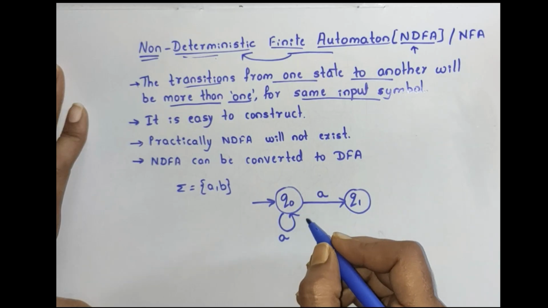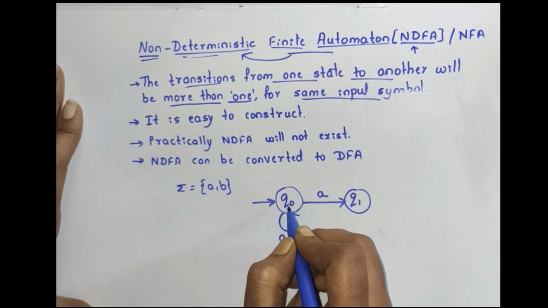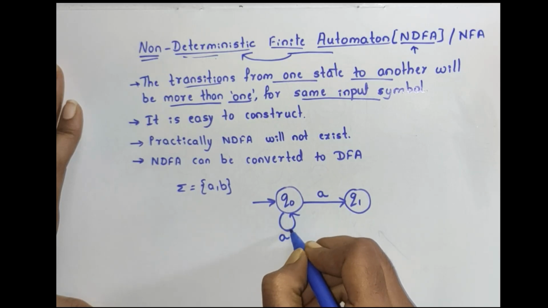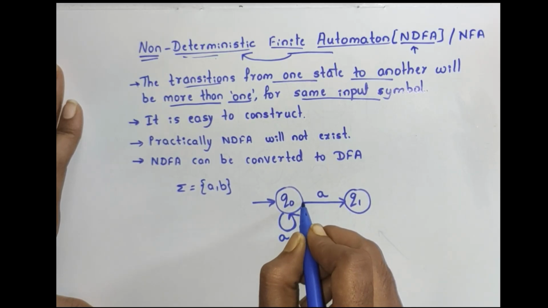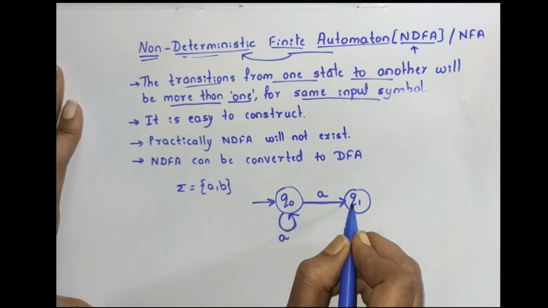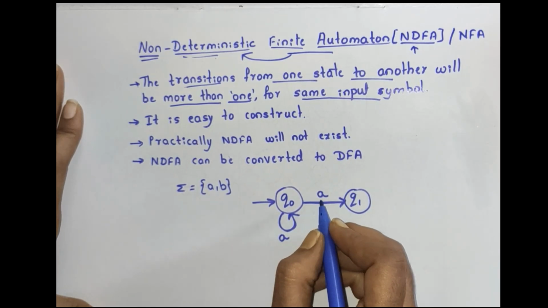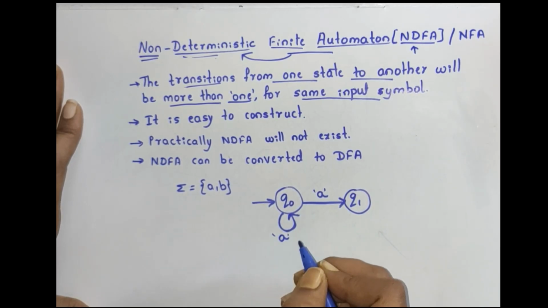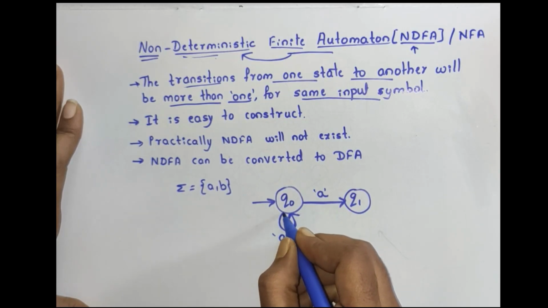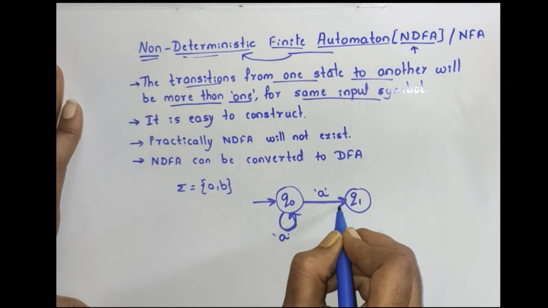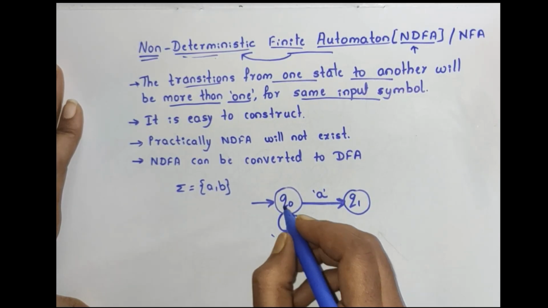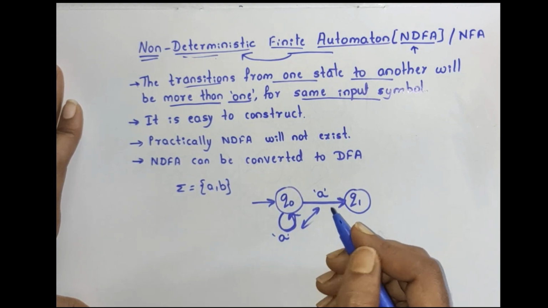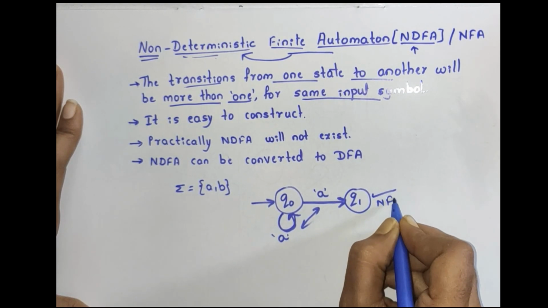So here the machine can't understand, from the state Q0, if A comes as the input symbol, whether the machine should take this loop path or whether it should move from Q0 to Q1. As it is, there are two transitions for this A input symbol. So the machine can't determine whether to take this loop or this particular transition. Because of that, the machine can't determine between these two paths. Hence, this is called NFA.